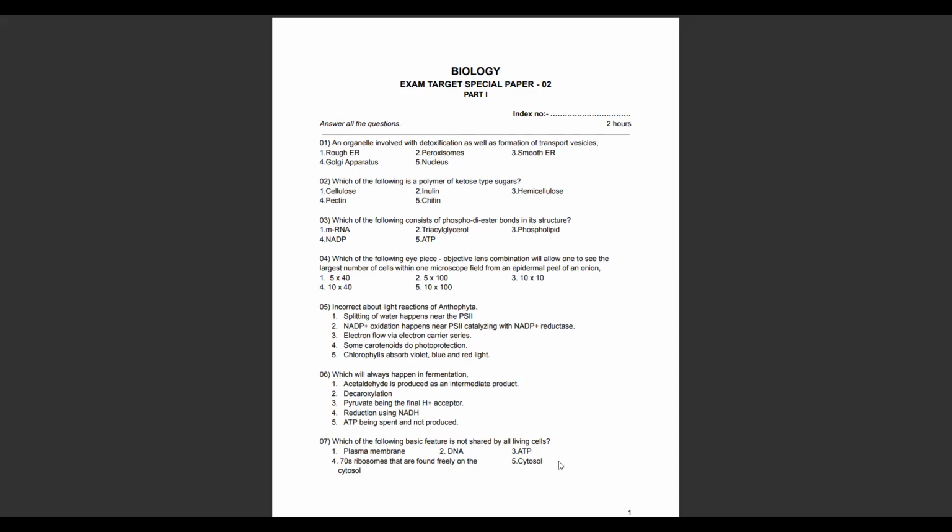Question number 3, which of the following consists of phosphodiester bonds in its structure? In unit 2, we have to learn about some different molecules. Carbohydrates are composed of glycosidic bonds. Proteins have different types of bonds, mainly peptide bonds. Other than peptide bonds, there are hydrogen bonds, disulfide bonds, and van der Waals interactions. And phosphodiester bonds are found in nucleic acids. What is the monomer of nucleic acid? That is the nucleotide.